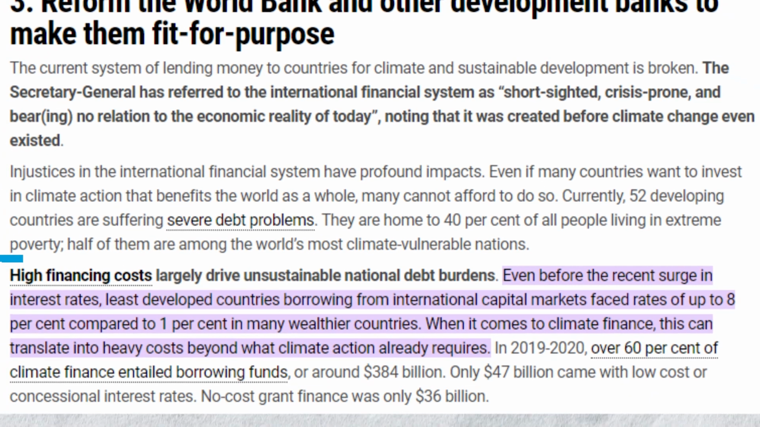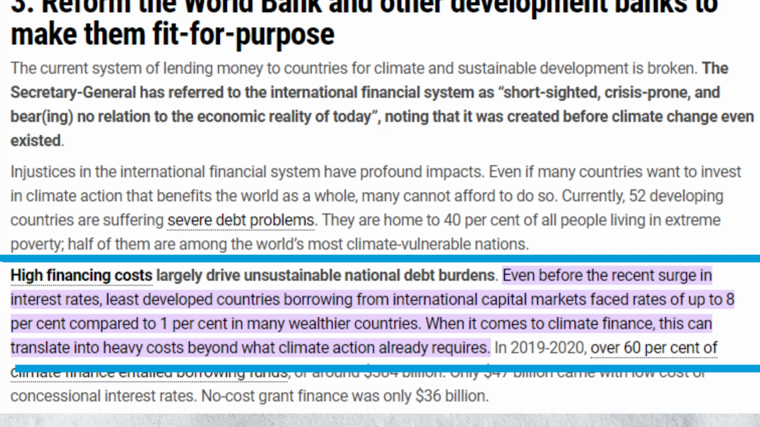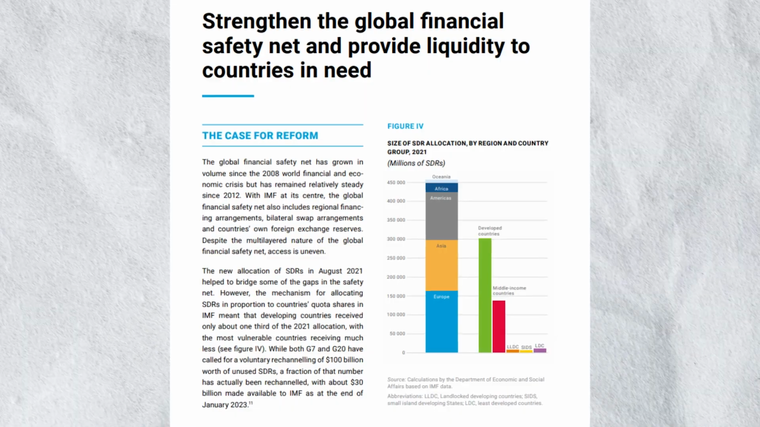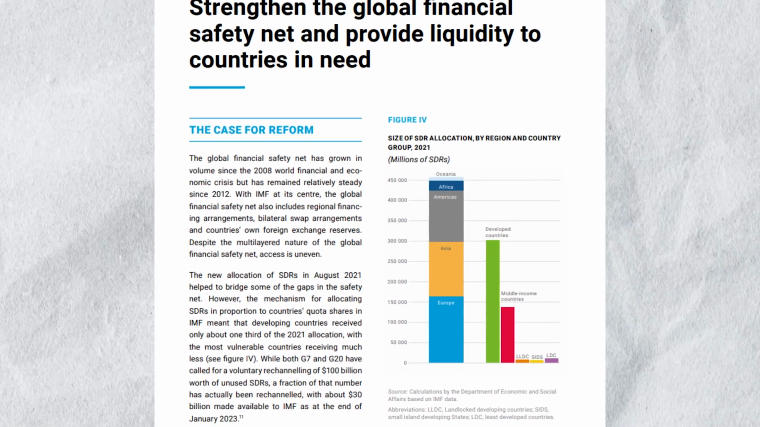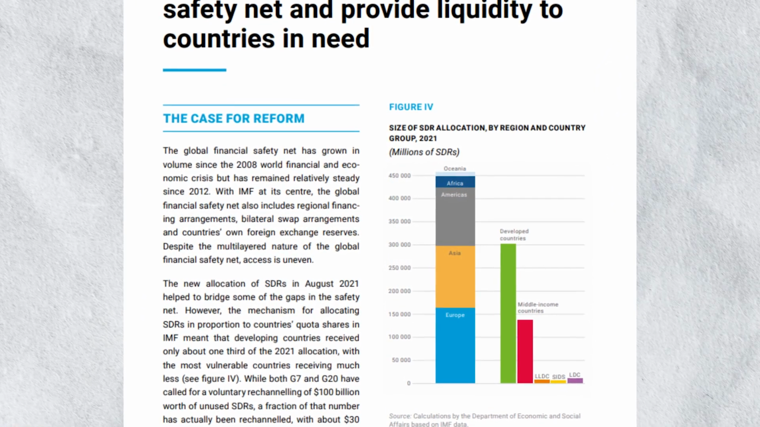According to the UN, least developed countries face interest rates of up to 8% as compared to 1% in many wealthier countries. In 2022, global public debt reached a record $92 trillion US. Developing countries owe almost 30% of the total, of which roughly 70% is attributable to China, India, and Brazil. Injustices in the international financial system have profound impacts.